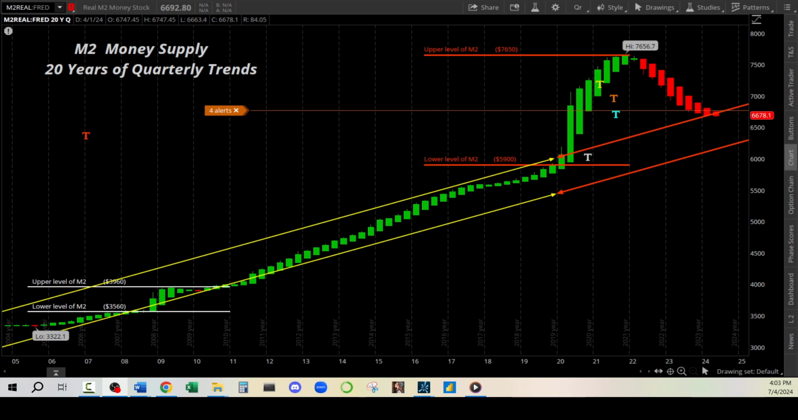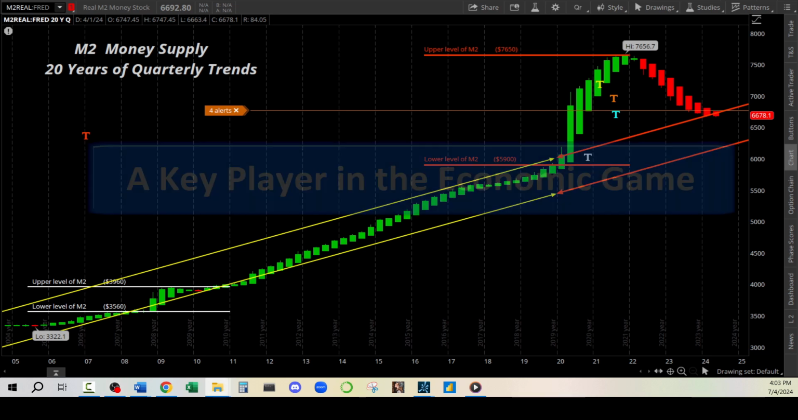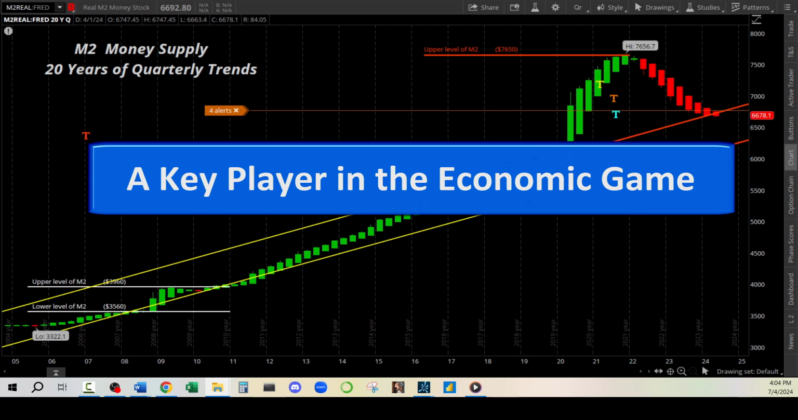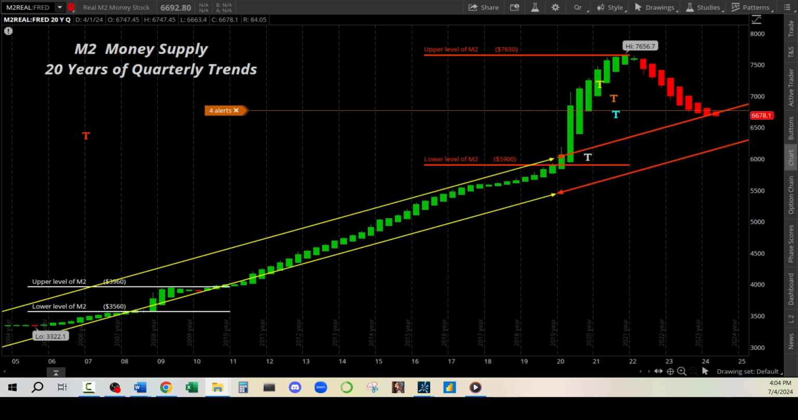shifts and their implications. The money supply, a key player in the economic game. In today's dynamic economic climate, the money supply takes center stage. This metric, representing the total amount of cash and easily accessible assets circulating within an economy, offers valuable clues. It sheds light on economic health, potential inflationary pressures, and upcoming policy changes.